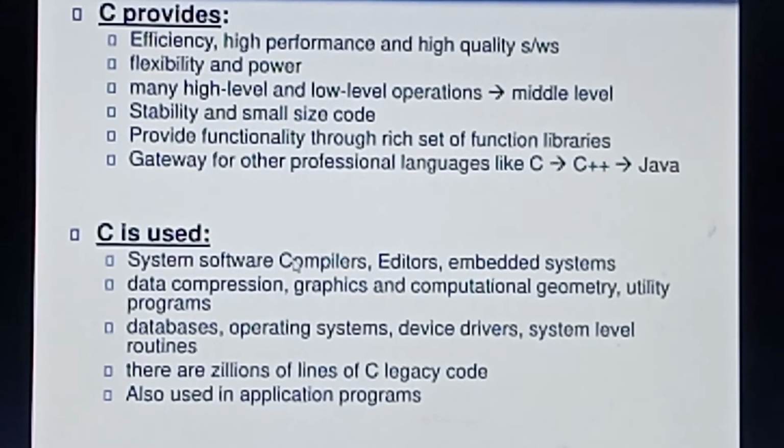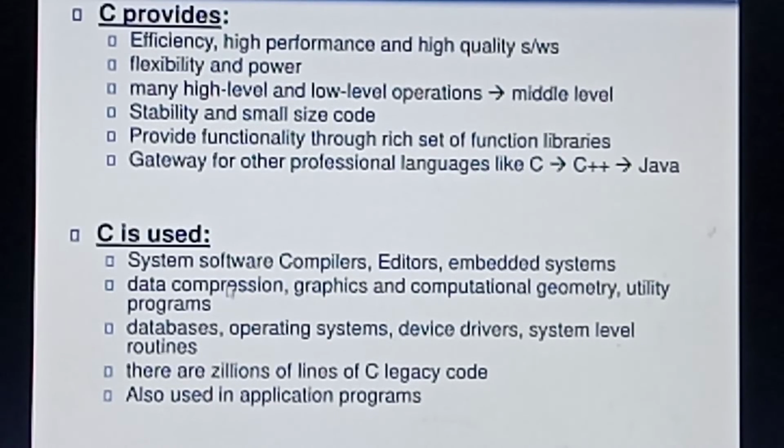Then I discussed C is used in system software, compilers, editors, embedded systems. Number 2, data comparison, graphics and computational utility programs. Number 3, database operating system, device driver system, level routines. There are zillions of lines of C language code. Also use application programs.